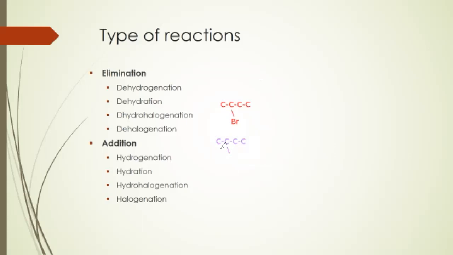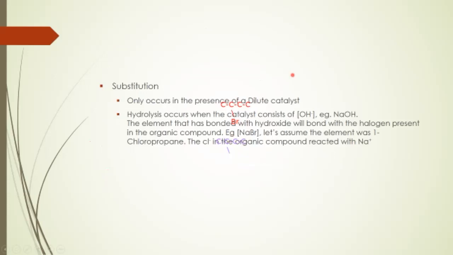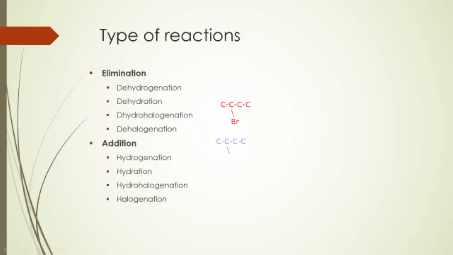Now, this carbon is bonded with three hydrogens. Remember, carbon must be bonded with four things. This carbon is bonded with three hydrogens. This one is also bonded with two hydrogens. This one is bonded with three hydrogens. Why? Because the other two bonds are bonded to the carbons, right? That's how it is. You took this bromide out for some reason.